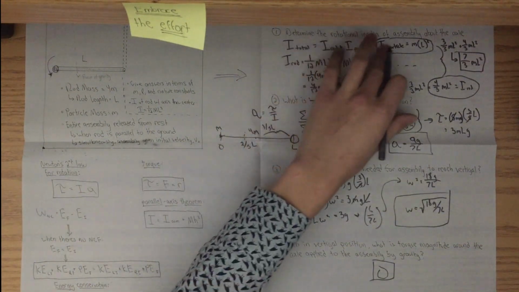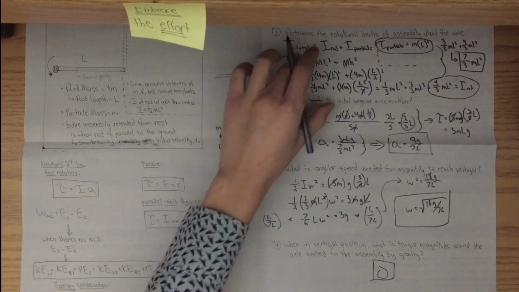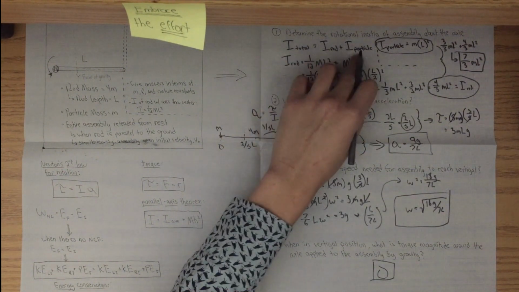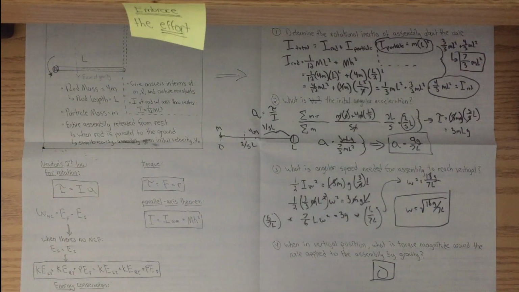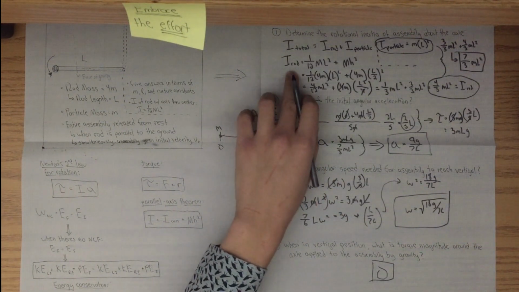Question 1. Determine the rotational inertia of the assembly about the axle. Now remember, as I said, if we want to find the total rotational inertia, I total, we just add up the rotational inertia of the rod to the rotational inertia of the particle. So we already talked a bit about this. Let's start with finding the rotational inertia of the rod.